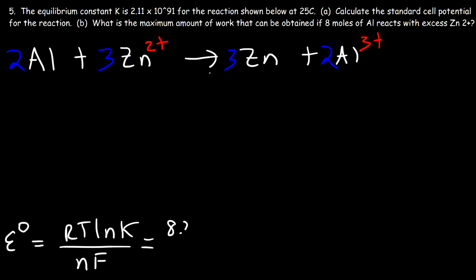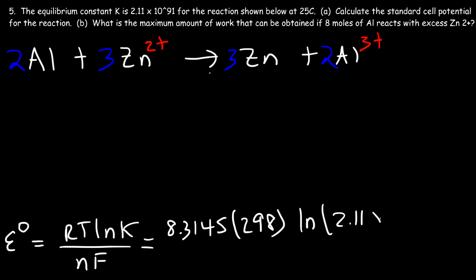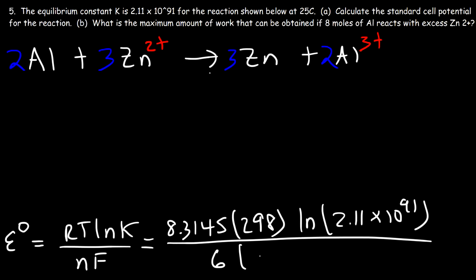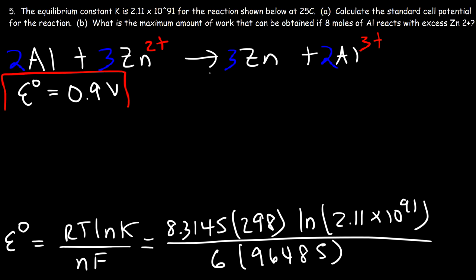So R is 8.3145. The temperature is 25 plus 273, so that's 298 Kelvin, times the natural log of the equilibrium constant, divided by N, which is 6, times Faraday's constant, 96,485. So the cell potential in this problem is 0.9 volts. So this is the answer in part A.